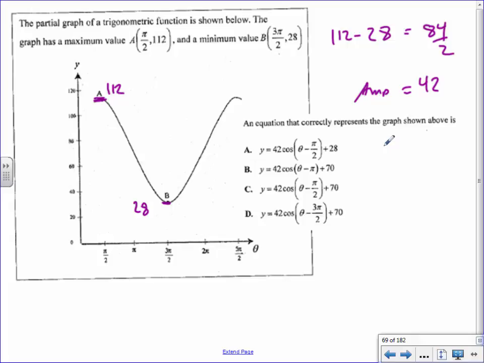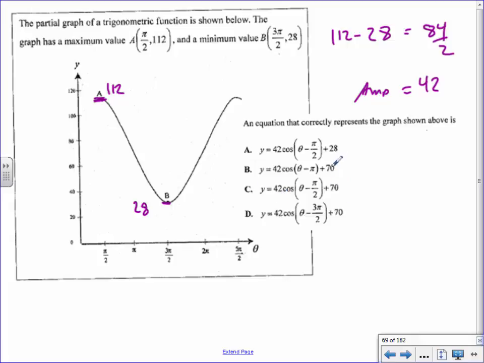Does that make sense? This graph is going to go up 42, and then down 42, and then up 42, and down 42. And I was able to figure that out by just looking at the 112 and the 28 values there. Downside, all of those had a 42, so that actually didn't help. But I did that one first because it was pretty straightforward.